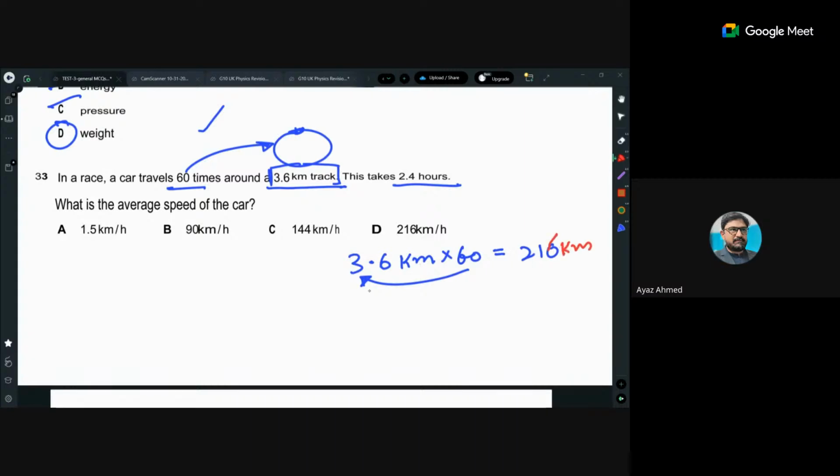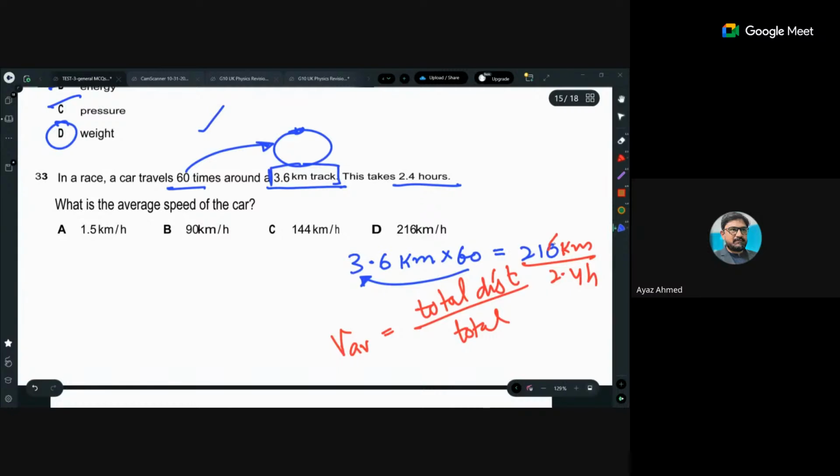And the average speed is, V average का formula क्या होता है? Total distance divided by total time taken, right? Divided by total time. So what is total time? 2.4 hours. So just divide it. 216 divided by 2.4. 90. Yes.